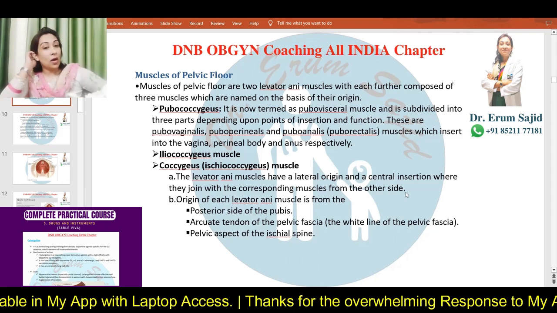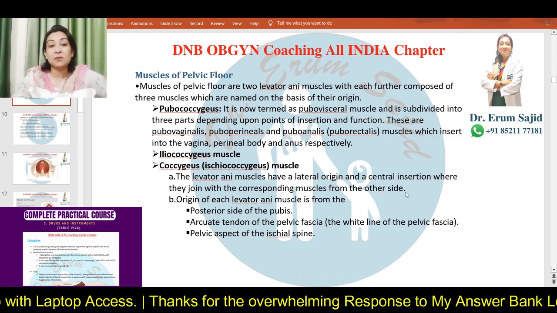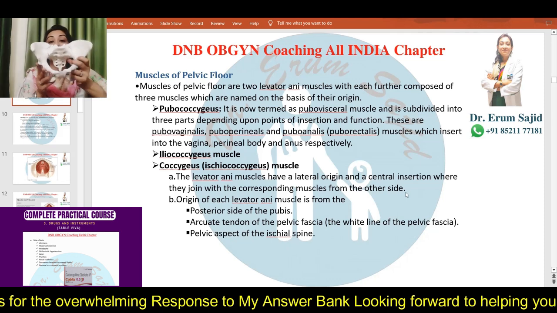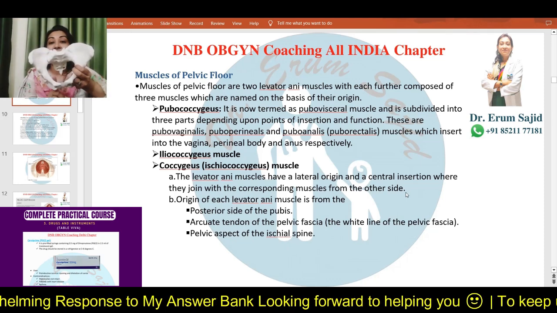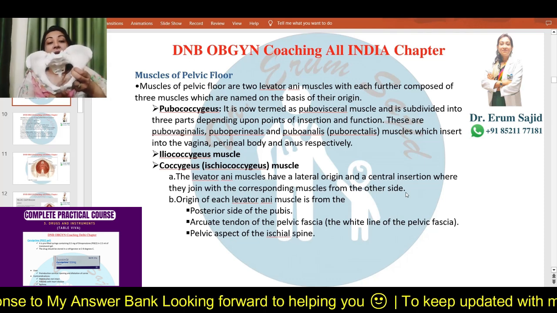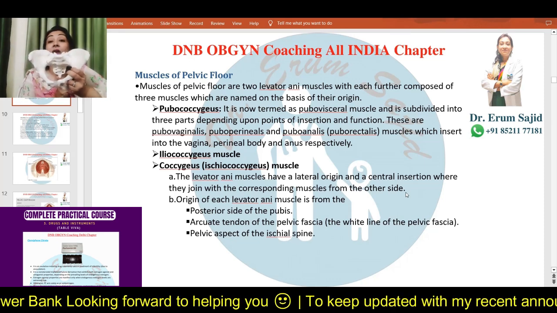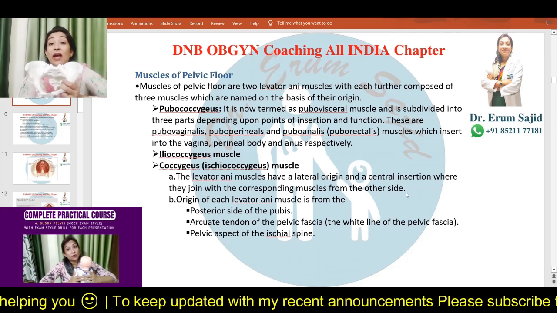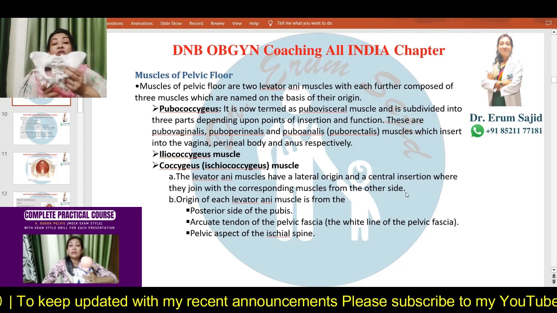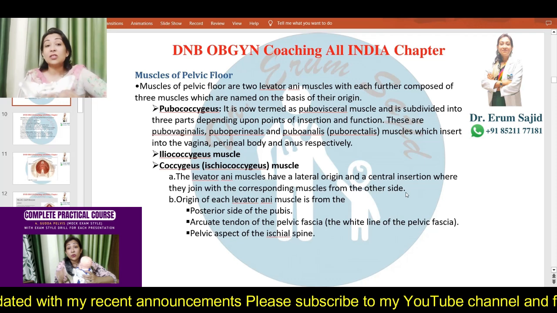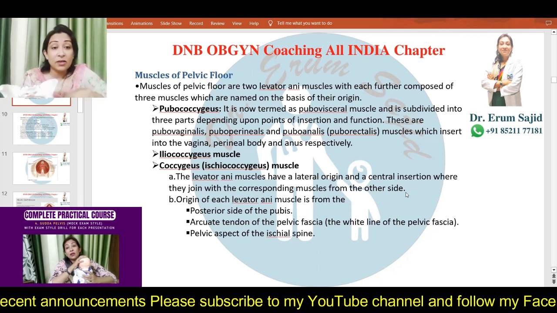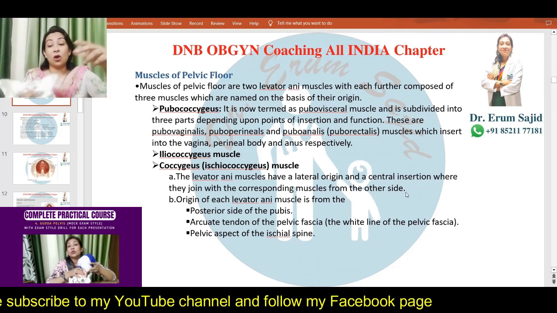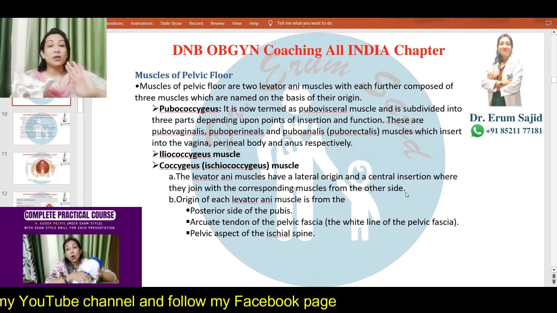Okay. So pubococcygeus, now termed the pubovisceral muscle, is subdivided into three parts. So it's pubovaginalis, because it's like a sling. It's coming from the pubis bone and it's encompassing inside it the vagina, the urethra, and of course the rectum. So here it's called pubovaginalis, puboperinealis, puboanalis or puborectalis, muscles which insert into the vagina, perineal body, and the anus. I'm not talking about the urethra over here. Alright, I'll tell you what the perineal body is, what its composition is, how it comes about, everything.